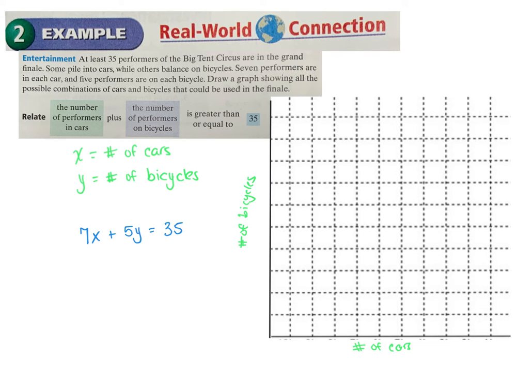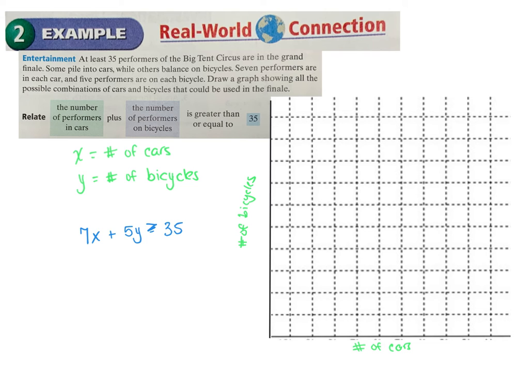But it said any combination possible. It doesn't say with all of them full or the most that you can have. And so that means that 35 is the minimum number of performers. At least 35 performers is what they just told me, at least. So if 35 is the minimum, I'm going to make this greater than or equal to, because it said at least 35. If it had said at most 35, I would have flipped that the other way, all right?